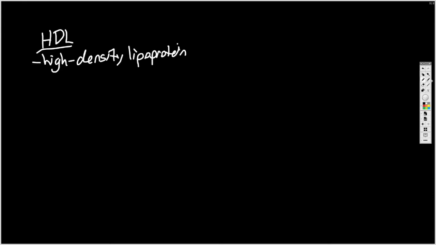All right. Now, let's go over here for our bad cholesterol, and that is LDL. And this stands for low density lipoprotein. Okay, basically the more dense, the more protein it has. So high density lipoproteins have a high concentration of protein. Low density lipoproteins have a lower concentration. Now, both of these serve a very important function in the body.